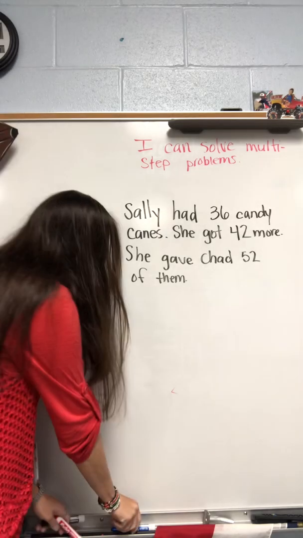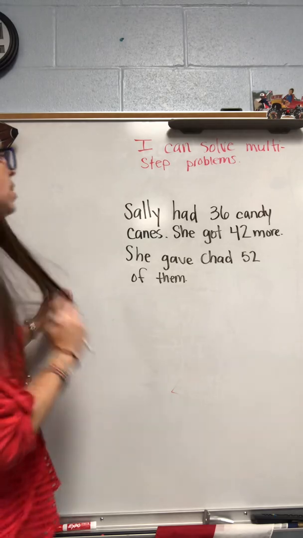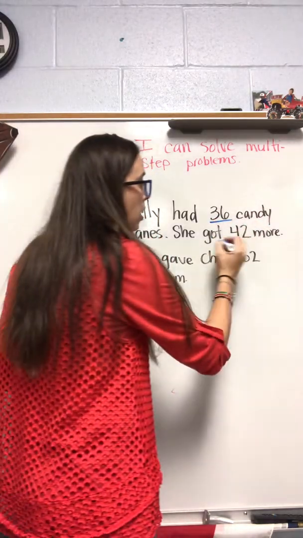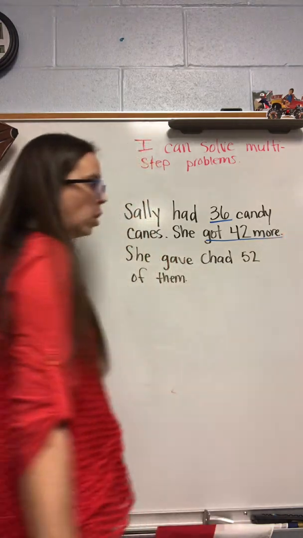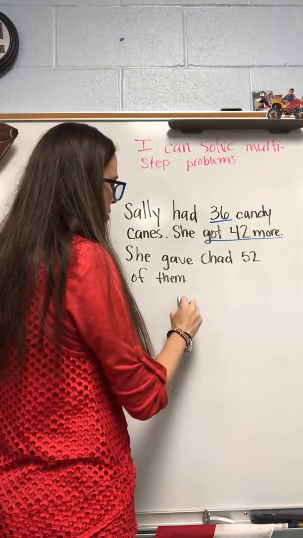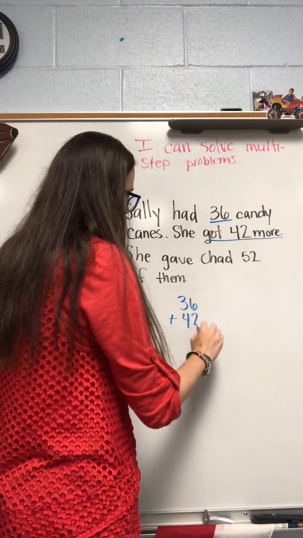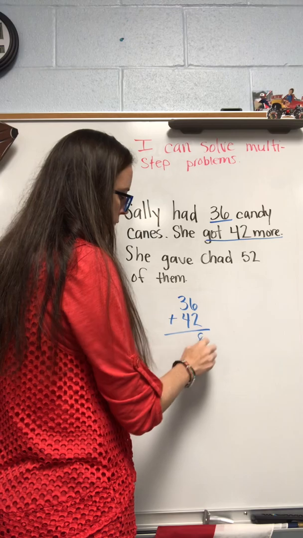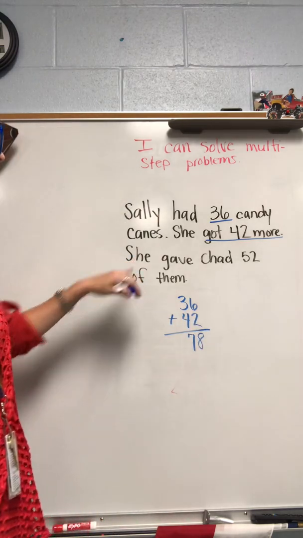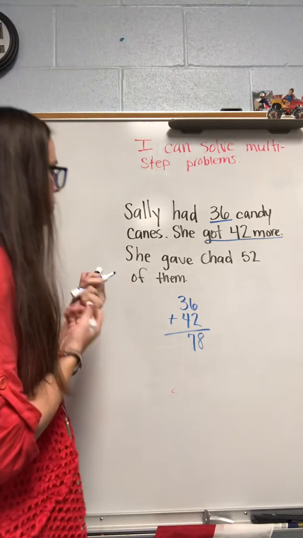So if we had a problem like this, we need to figure out what we're supposed to do. So I know Sally had 36 candy canes, and then I know she got 42 more. So I know I'm going to add those two numbers together. So let me just go ahead and do that. 36 plus 42 equals 6 and 2 is 8, and 3 and 4 is 7. 78.